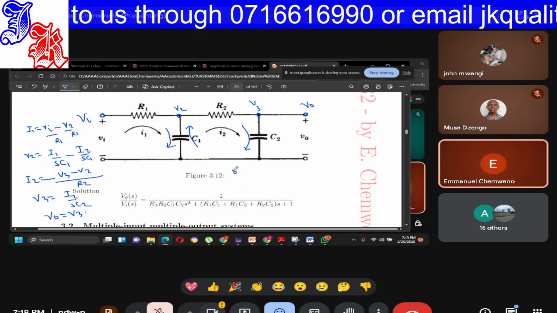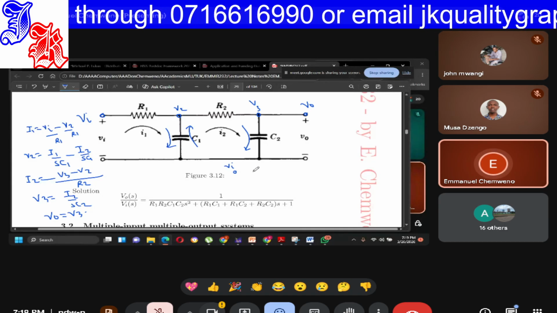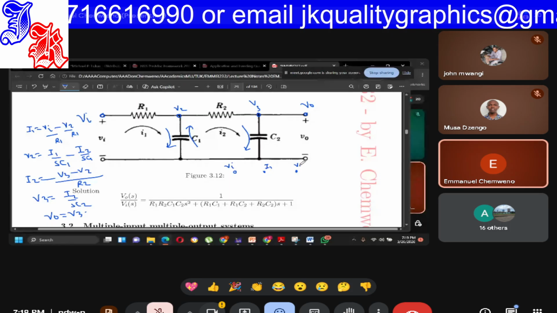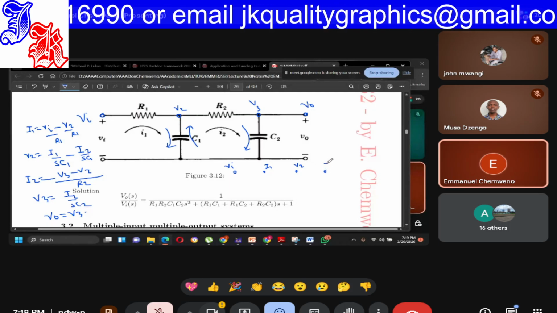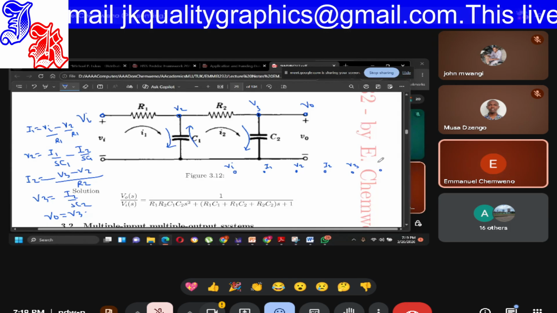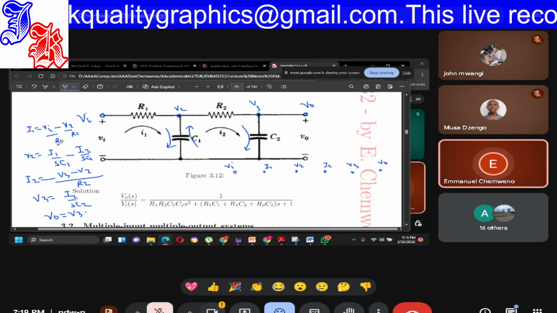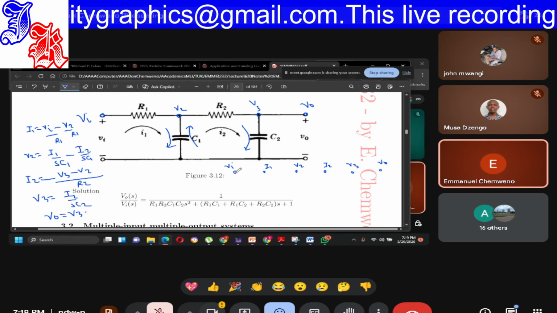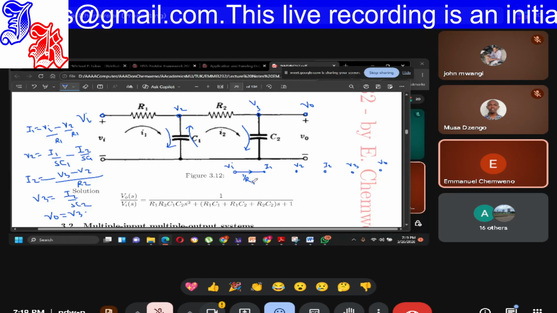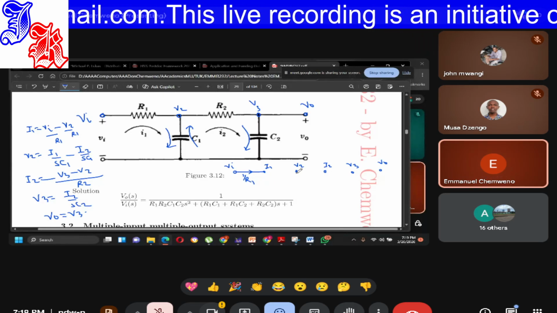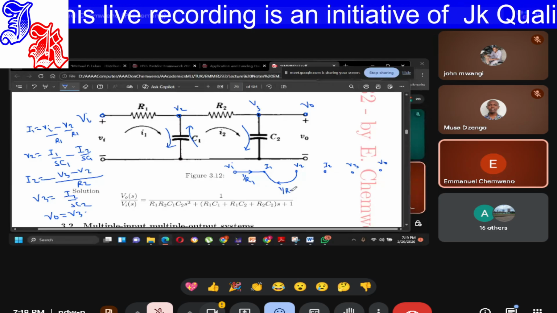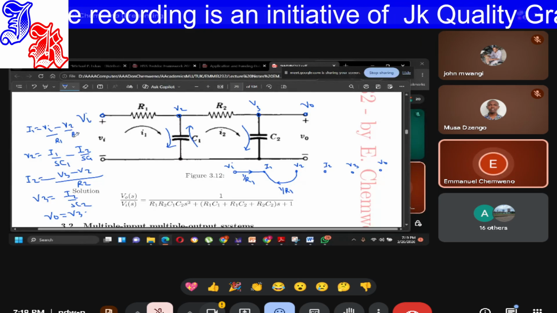The first signal is VI, followed by I1, followed by V2, followed by I2, by V3, followed by V0. So I1 is V1 over R1. So VI over R1, 1 over R1, minus V2 over R1, 1 over R1. VI over R1 minus V2 over R1.